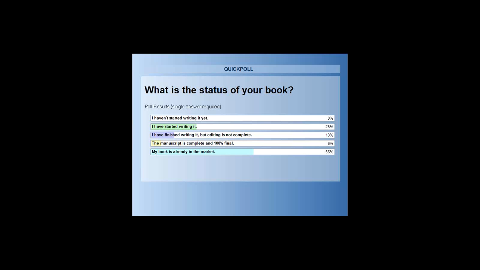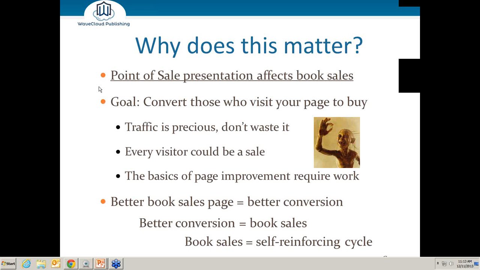I'll share the results. So this is fantastic. We've got some people that have started writing it, some people are finishing it and editing, and the majority of you with your book already in the market. So that's good. I think that you'll get a lot out of this today. Please feel free to go ahead and hit me with any questions you've got. I got a question or a comment here from Samantha. Thanks, Samantha. Clearly my time zone selections were not very good, but I appreciate that.